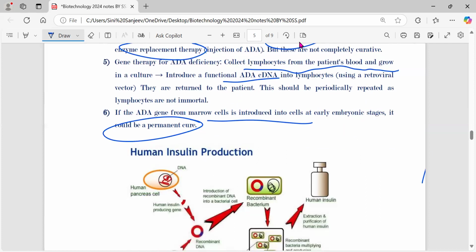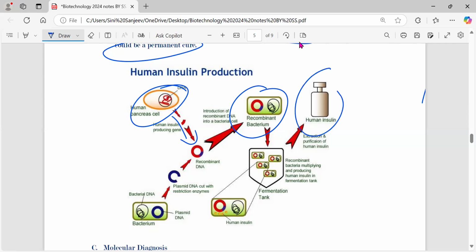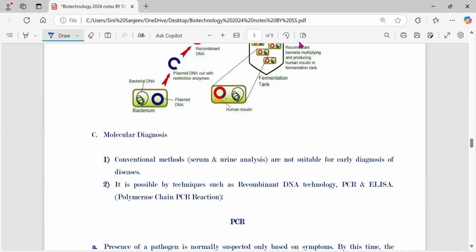Okay, so here you can see a diagram which shows human insulin production. This is the human pancreas. You have isolated the insulin producing gene. Then you use recombinant DNA technology along with the vectors and E. coli, and form a recombinant bacterium. You multiply the copies and then insert it into humans. This is the bottle, the human insulin which we get. So this is how gene therapy is being used to cure a particular disease permanently.